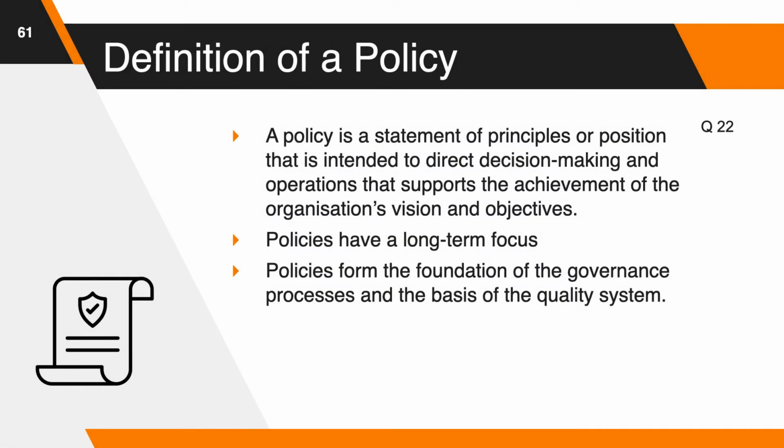Then we go on to policies. How do we define a policy? A policy is a statement of principles or position that's intended to direct the decision making and operation. And it supports the achievement of the organisation's vision and objectives, their vision and mission. Policies have a long-term focus. Policies form the foundation of the governance process and the basis of a quality system for your organisation. So that will help you with question 22.